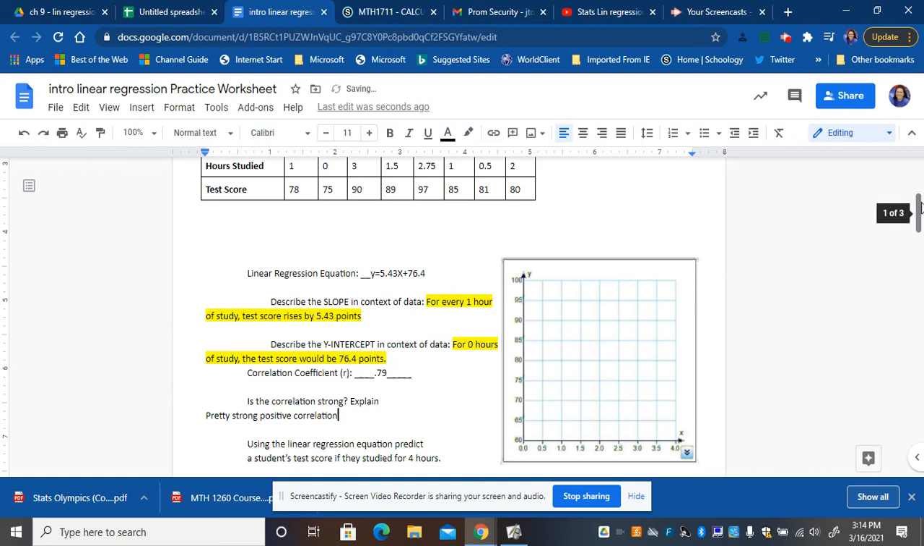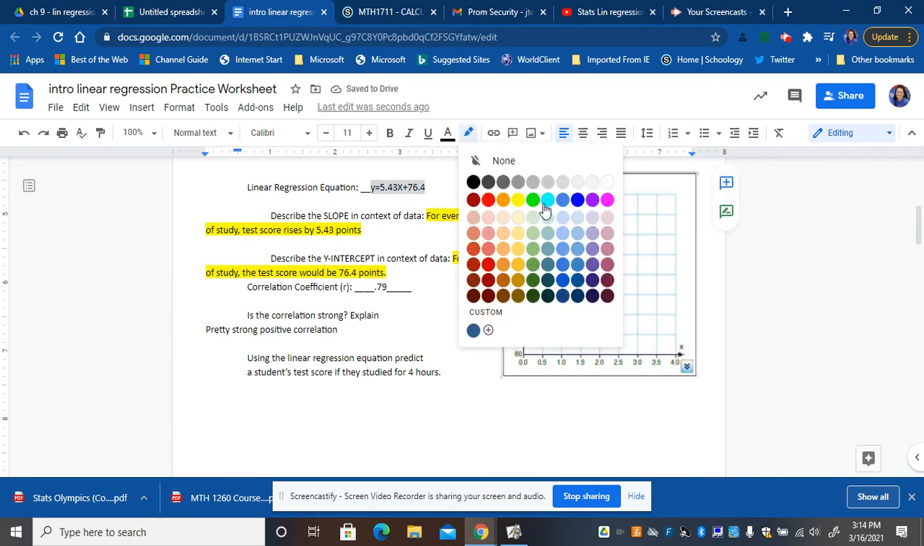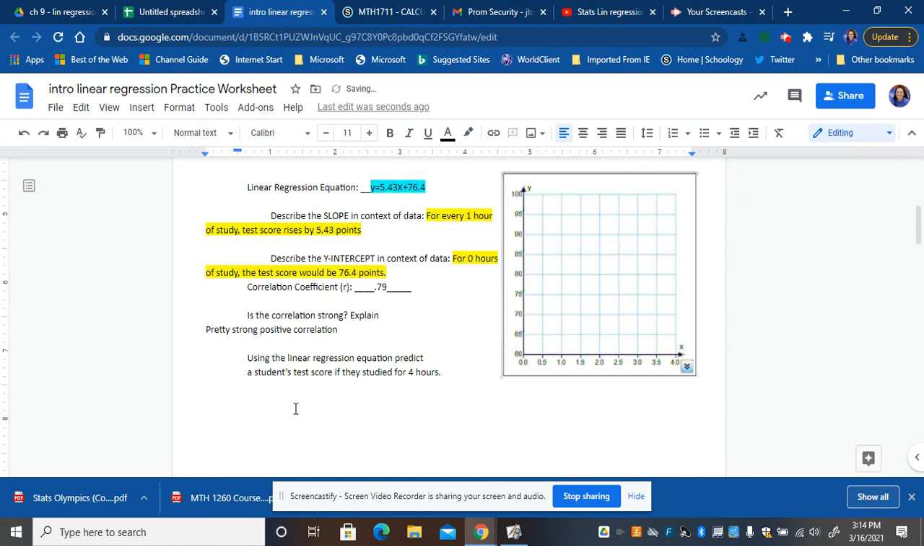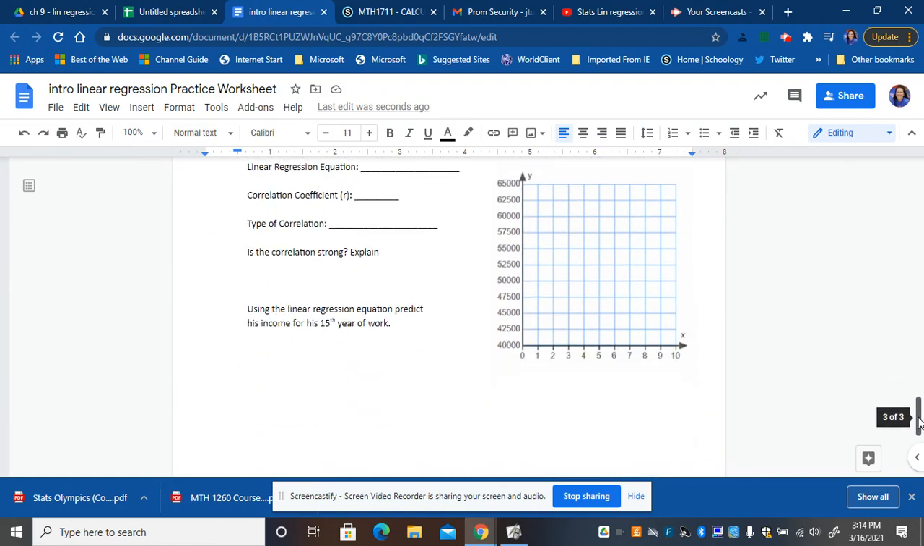And then use the linear regression to predict a student's test score if they studied 4 hours. So all we're going to do is take our equation right here, and we're going to plug a 4 into it. So you're just going to do 5.43 times 4 plus 76.4, and I got about a 98. So about 98% on the test. And there you go. So hopefully that helps, and you're able to follow along that for questions 2 through 4.